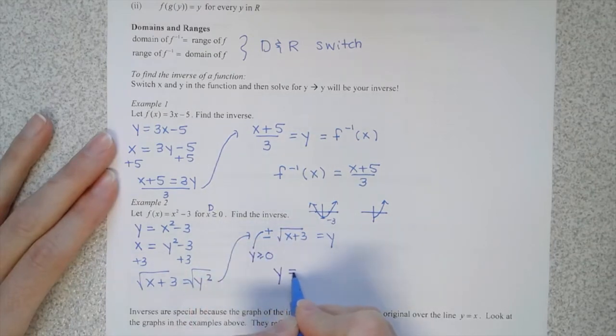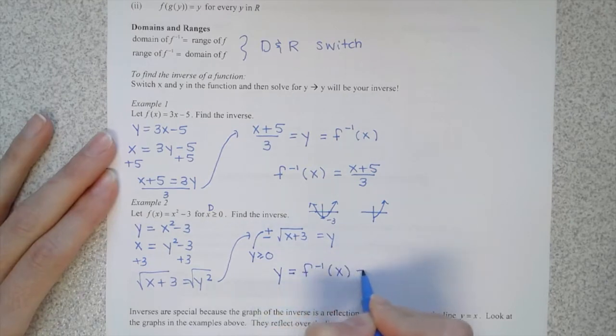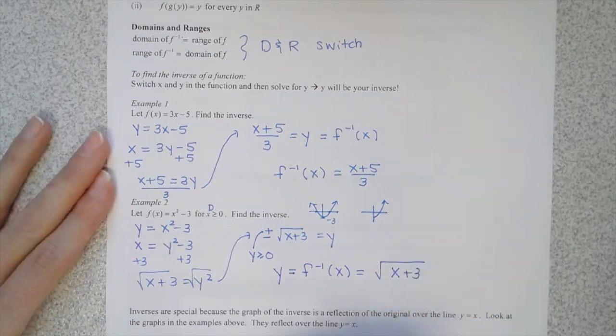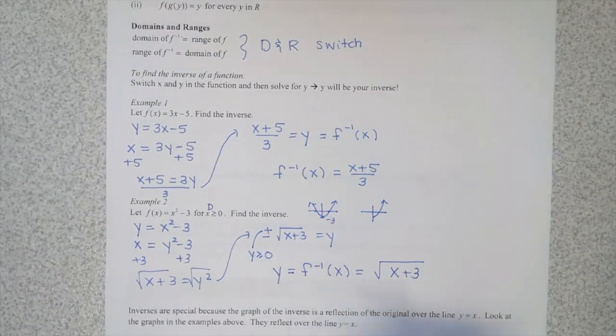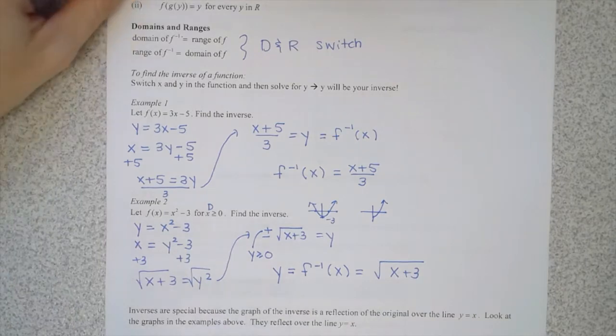So your y now, which you actually have to write as f inverse, is going to be only the positive square root of x plus 3. So that's the basic procedure for finding an inverse by switching x and y. Now what we'll need to do is talk about the graph of inverse functions. Now I'm going to switch this up a little bit.